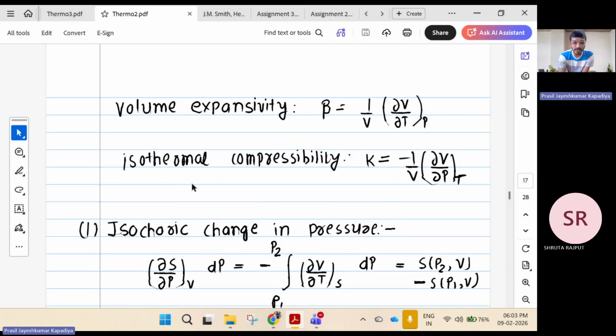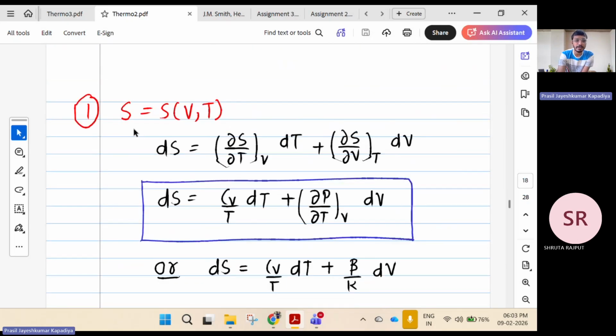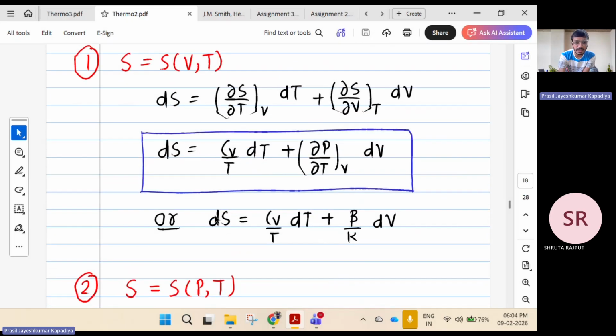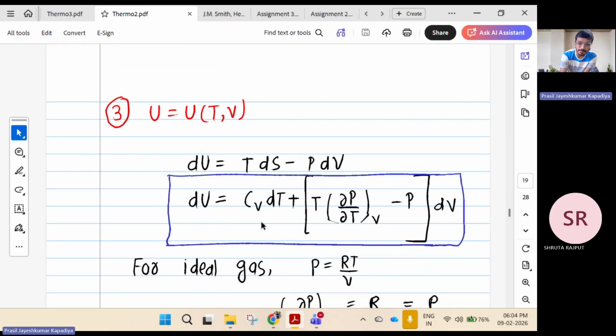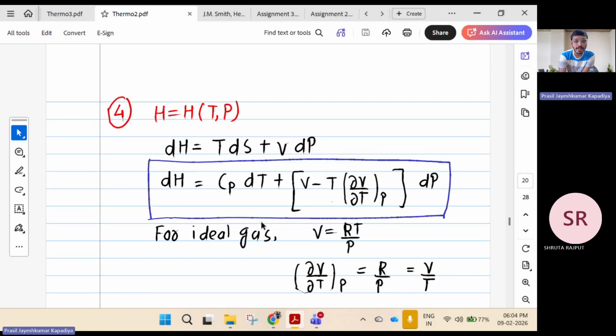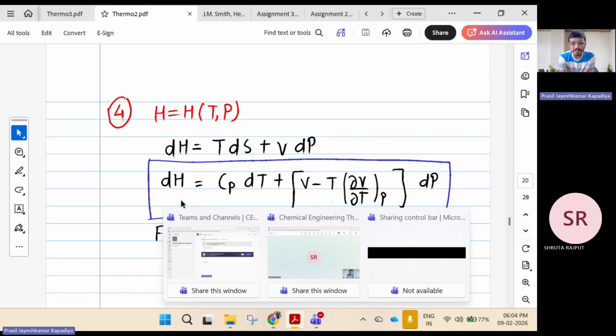Then we had some entropy relations, that entropy when it is a function of volume and temperature, then what do we get? And when entropy is a function of pressure and temperature, and similarly for internal energy as a function of temperature and volume, and enthalpy as a function of temperature and pressure. These four expressions we derived, and we stopped, and after that we had a look at Cp minus Cv and Cp by Cv for ideal and real gas. So that is what we did in the last class.